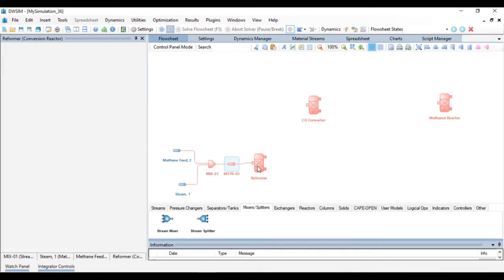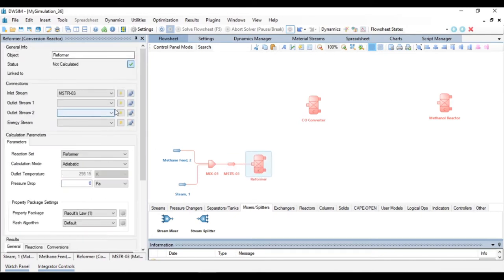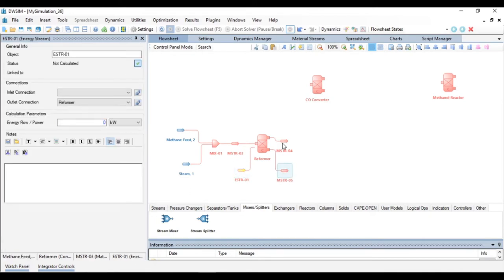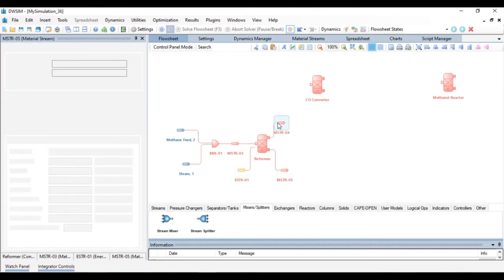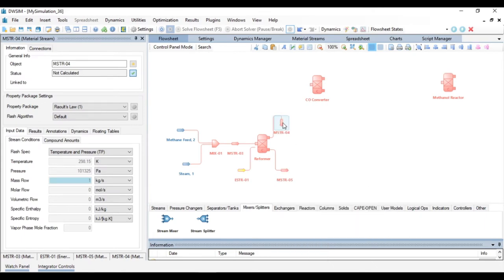There you go. Drag this down to align. Then we'll add an outlet stream. Two outlet streams, outlet 1 and outlet 2, and an energy stream. Okay, there you go. Drag this down, also this. Then we'll drag this up. Then we'll rotate this to 90 degrees.